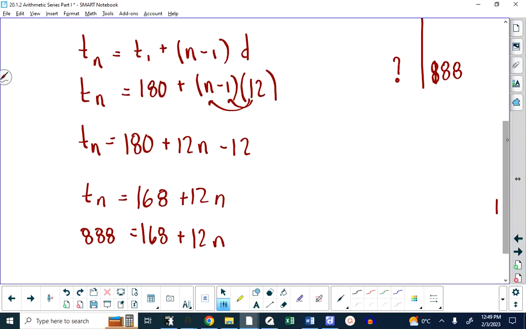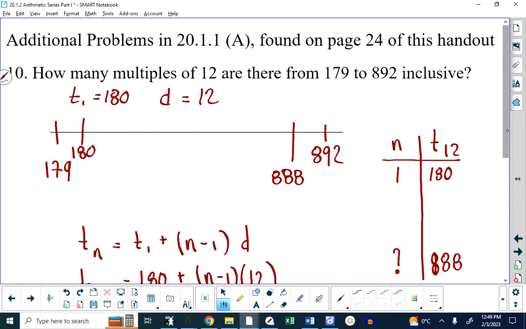And this is a classic kind of exam question where, probably a numerical response. Although we often use this phrase inclusive or this word inclusive, it's very rare that either of these are multiples. If they are, if the first number is a multiple, then that just becomes your T1. And if your last number is a multiple, that just becomes your last term.